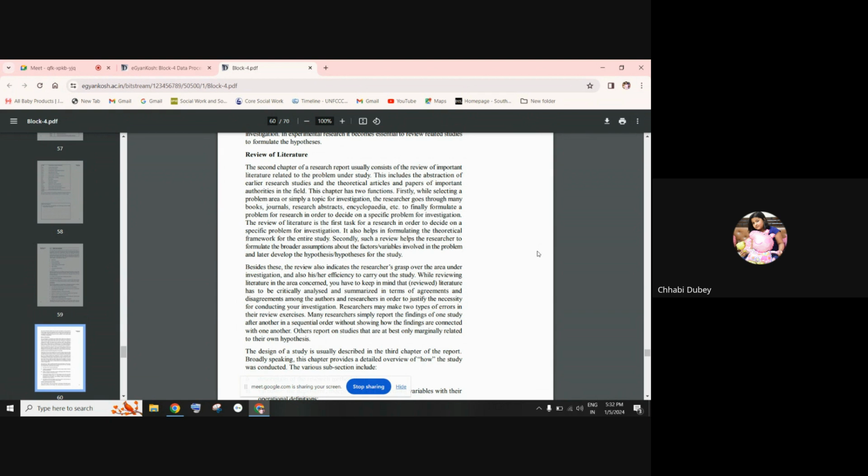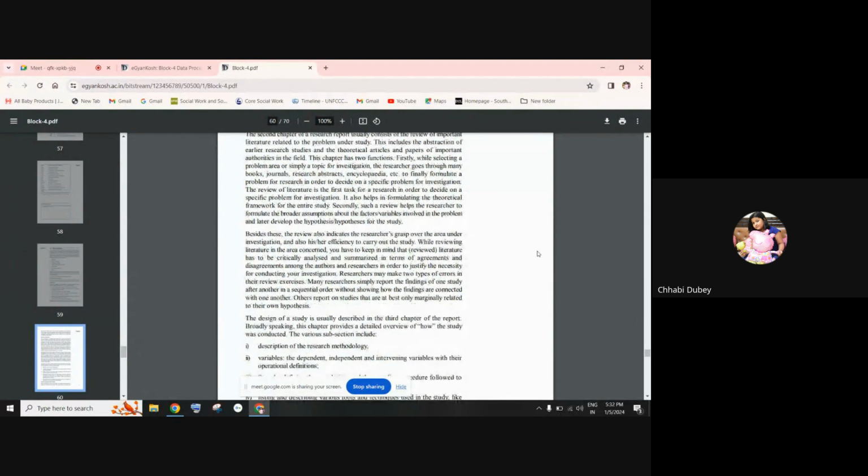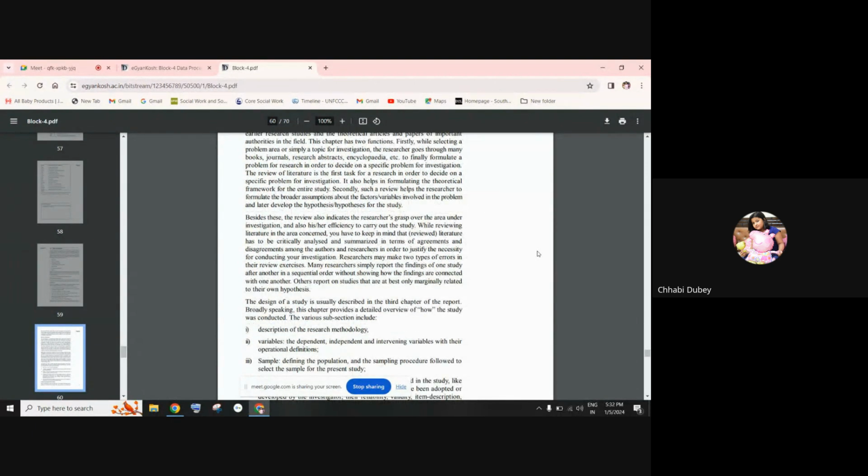The design of a study is usually described in the third chapter of the report. Once we describe the data and the review of literature, the next chapter would include describing the design of the study. So this will be all about the research methodology. You will write about the variables that you are using, so the various independent variables, dependent variables, and any other intervening variables. That will be discussed along with the operational definitions.